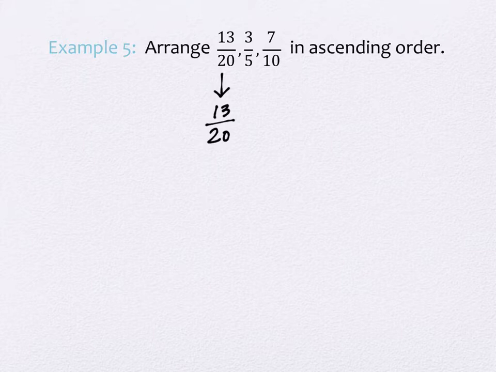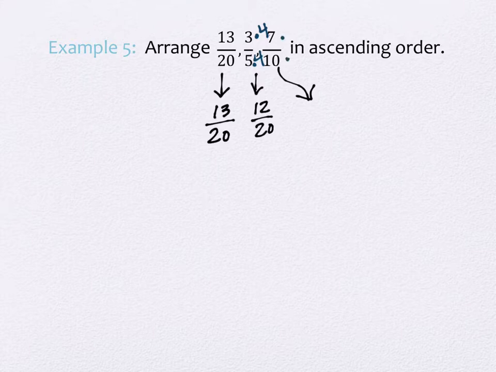What would I need to do to the 3 and the 5 to make that denominator become 20? Yeah, I would need to multiply by 4 on top and bottom. So this one would become a 12 over 20. And what would I need to do to the 7 over 10? Yeah, multiply by 2, and it would become a 14 over 20.